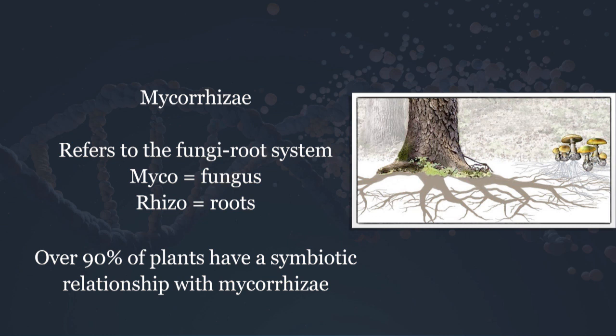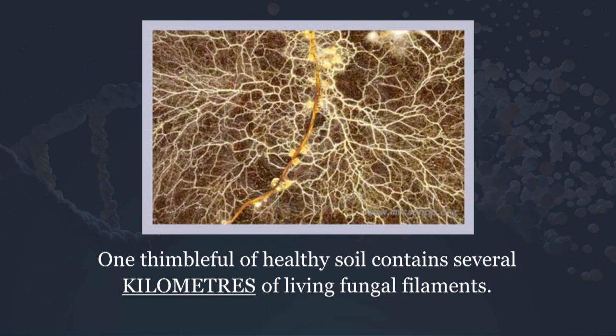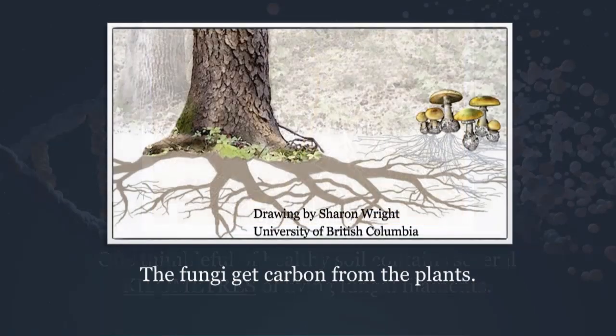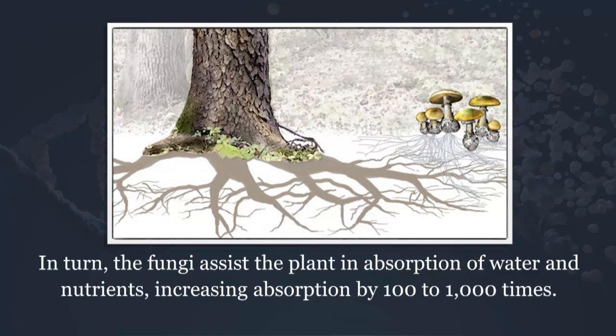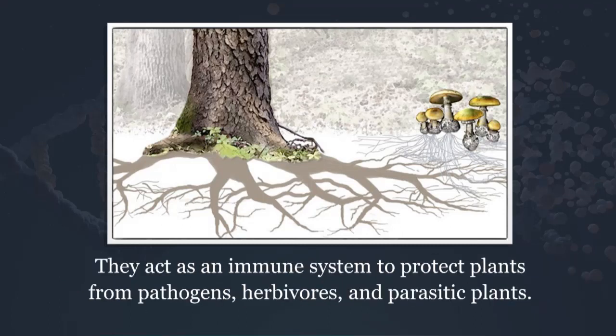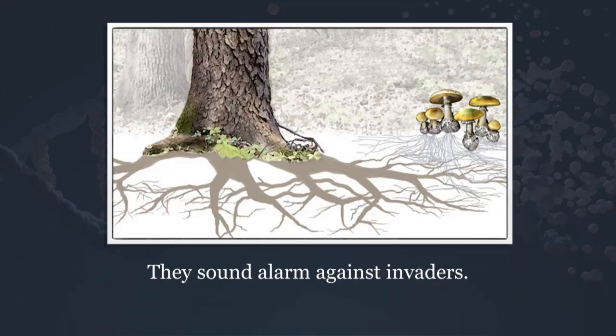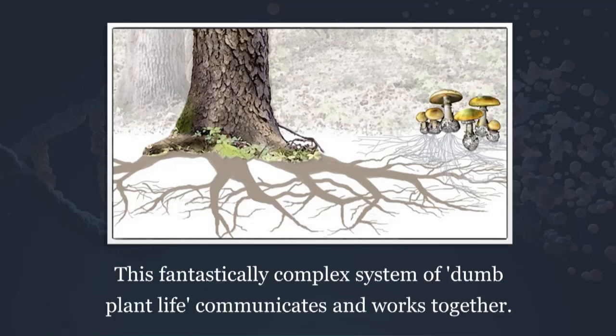Then there's the mycorrhizae. Myco comes from fungus. Rhizae is the roots, and so that's the fungi root system. Over 90% of plants have a symbiotic relationship with mycorrhizae. One thimbleful of healthy soil contains several kilometers of living fungal filaments. How many kilometers did we uproot yesterday out here in the gardens? The fungi get carbon from the plants. In turn, the fungi assist the plant in absorption of water and nutrients, increasing absorption by 100 to 1,000 times. They act as an immune system to protect plants from pathogens and herbivores and parasitic plants. They sound alarm against invaders. This fantastically complex system of dumb plant life communicates and works together.